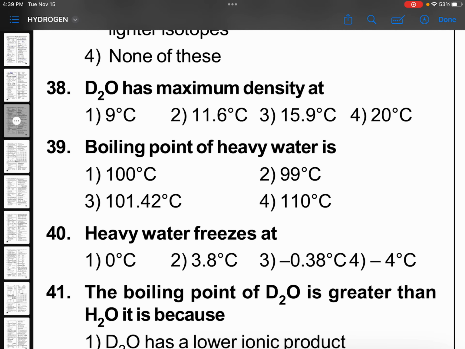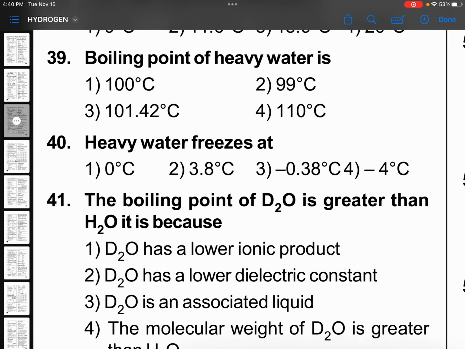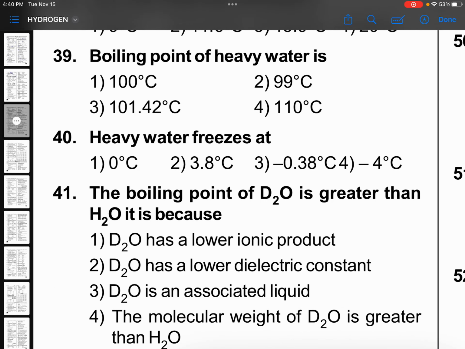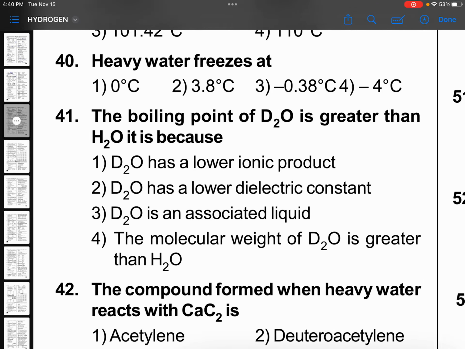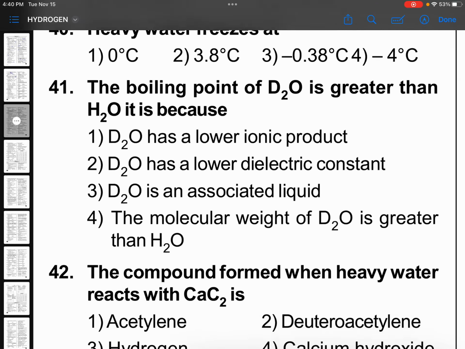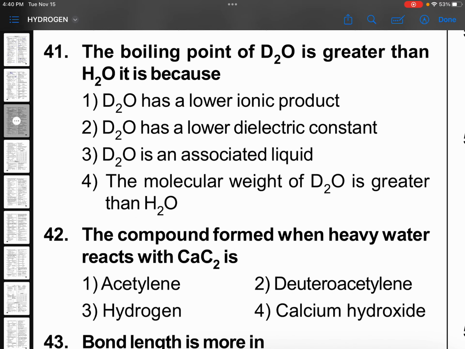D2O has maximum density at 11.6, pure memory based question. Boiling point of heavy water is more than 100 degrees Celsius, so 101.42, again memory based question. Heavy water freezes at, okay, now this you can also expect like water. Water's freezing point is 0 degrees Celsius, heavy water is little higher, 3.8 degrees Celsius. Memory, but at least by seeing the options you can say, right?